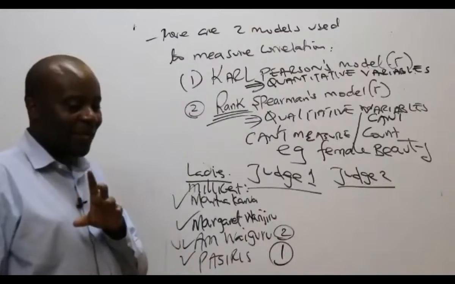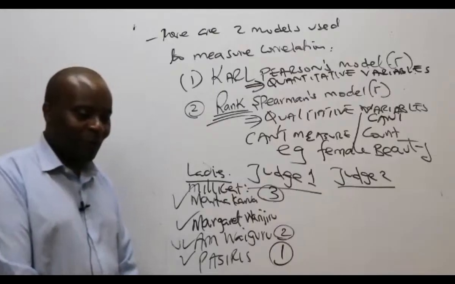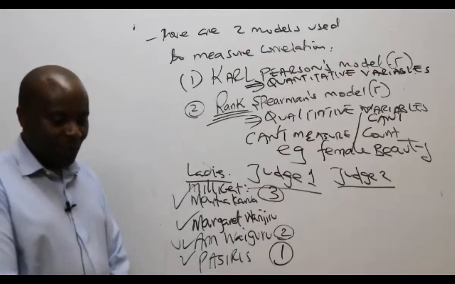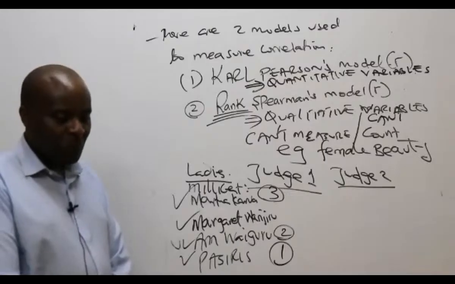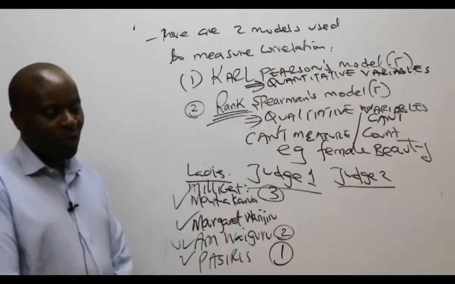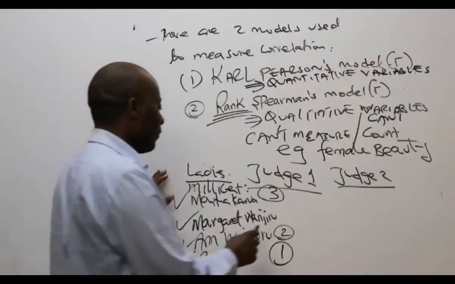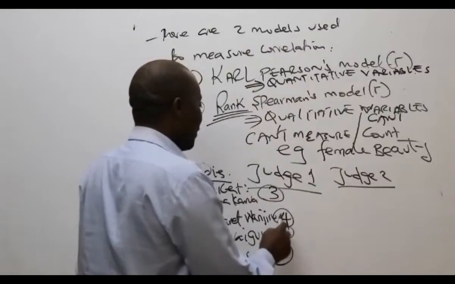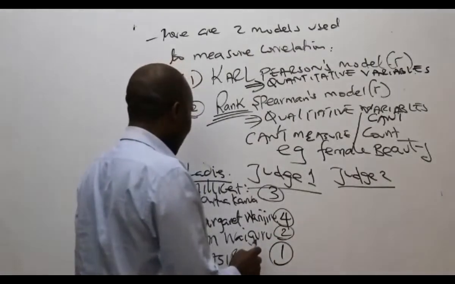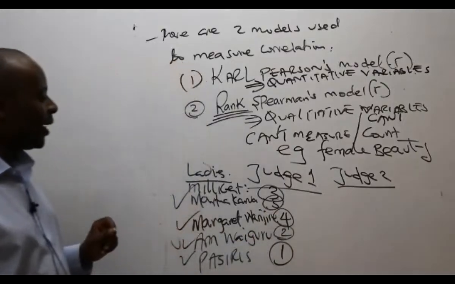Number 3 is Millicent. Number 4. Margaret. So in this case here, number 4 is Margaret Wanjiru, and then my neighbor here at Isinya, Mother Karua, who has a very good property at Isinya, takes the last position.